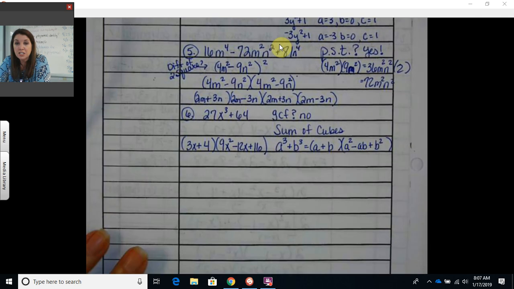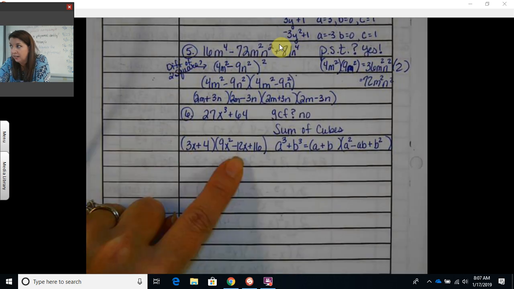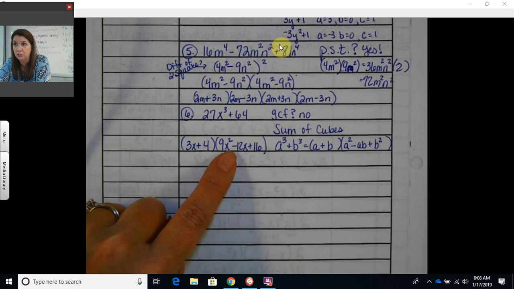So 3x plus 4 is linear. We know we can't factor that. And I told you that you're always going to get a quadratic in the second set of parentheses for sum of cubes or difference of cubes. But I've never seen it be able to be factored. Okay, so you can try it, but it's never been factorable, in all of the sums of cubes and differences of cubes I've done in my time. So probably don't worry about wasting your time trying to factor that. But it is quadratic, so you could check it, but it just doesn't usually work. Any questions on that?